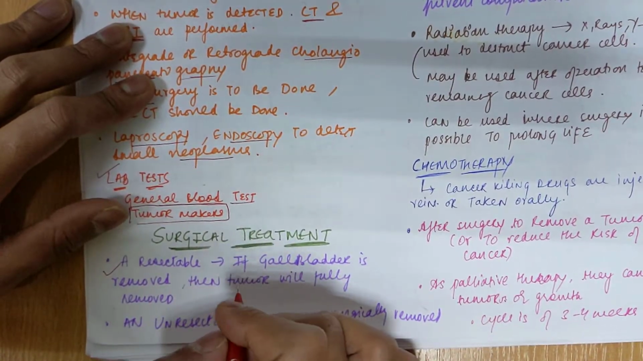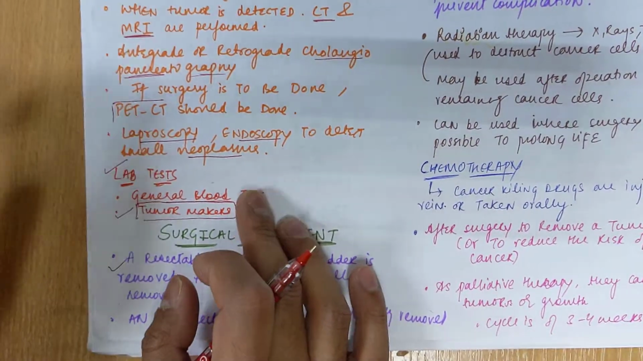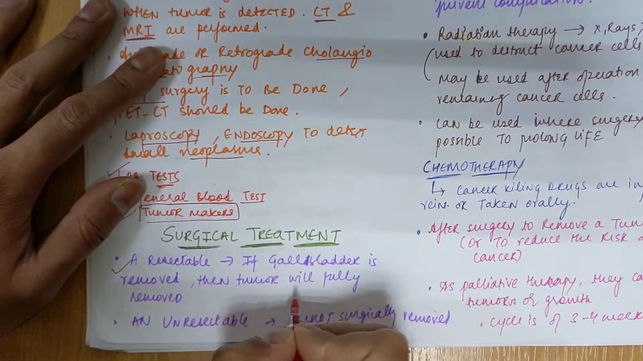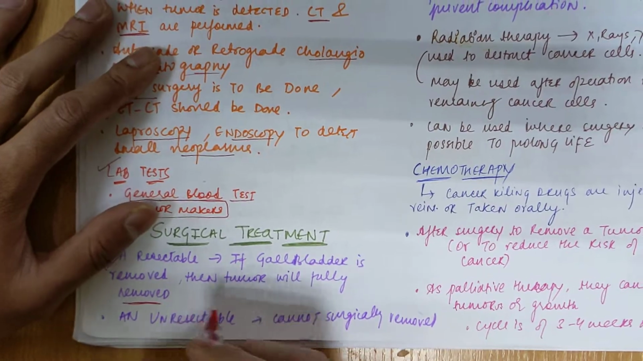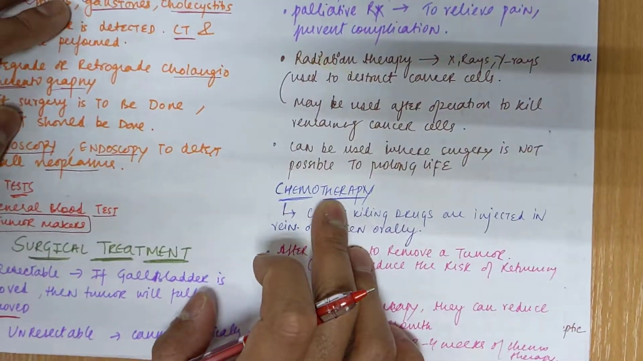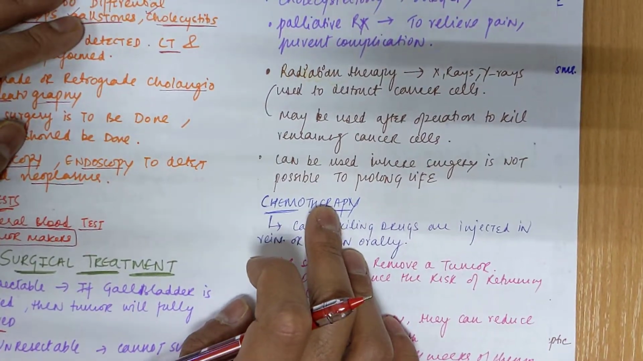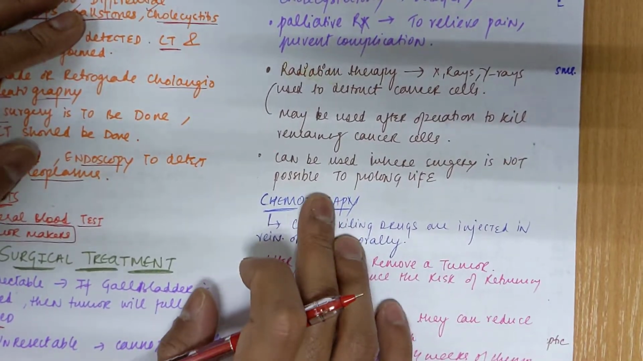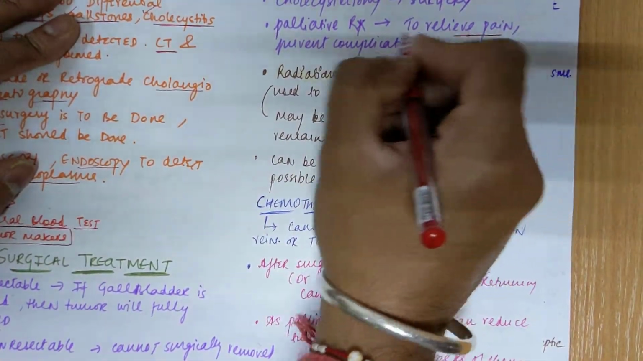So in resectable, if the gallbladder is removed, then the tumor will be fully removed. Okay, and in unresectable, it cannot be removed surgically due to spread to different organs and nerves. Okay, now cholecystectomy is the surgical treatment we do if it is only confined to the gallbladder, and palliative treatment is to relieve pain and prevent complications.